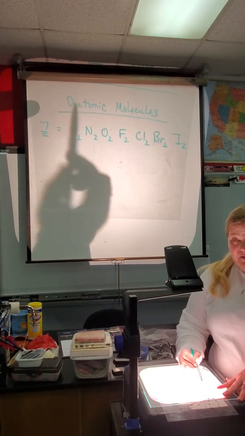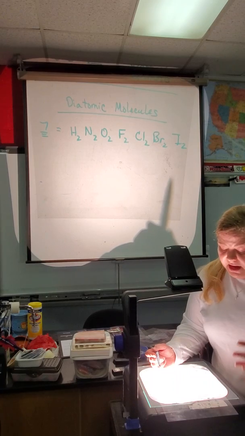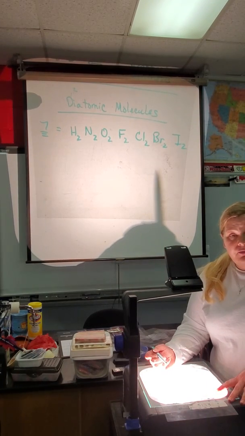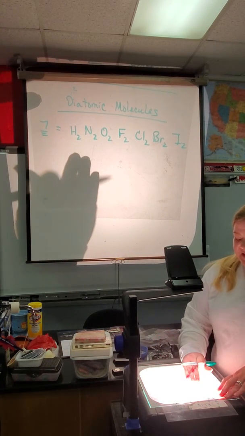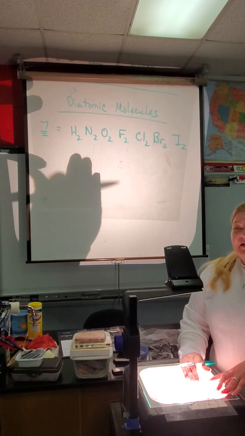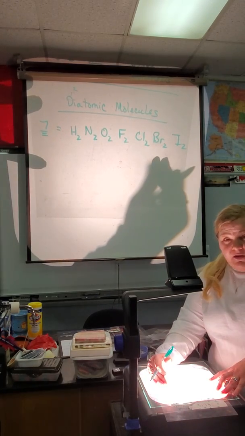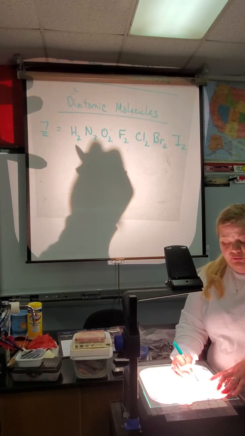Prefix di, remember mono, di, tri, tetra, penta for covalent bonding. Di means 2. So these elements, anytime you write an equation and they're by themselves, they will be written as a 2.